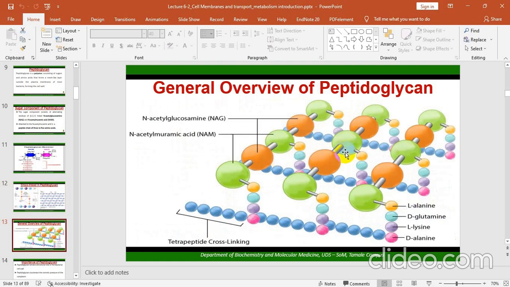So if I should ask you what are the components or the biochemistry of the peptidoglycan chain, you should be able to say N-acetylglucosamine, N-acetylmuramic acid forms an interconnecting chain which is bonded to by 3 to 5 amino acids. Then you name the amino acids: either L-alanine, dextrorotatory glutamine, levorotatory lysine, dextrorotatory alanine.